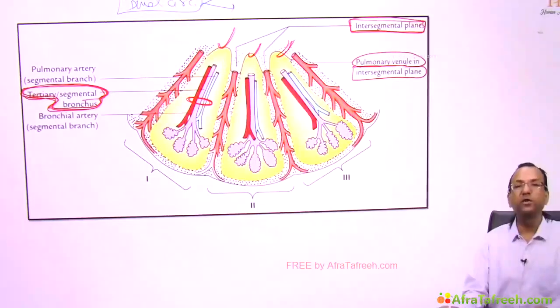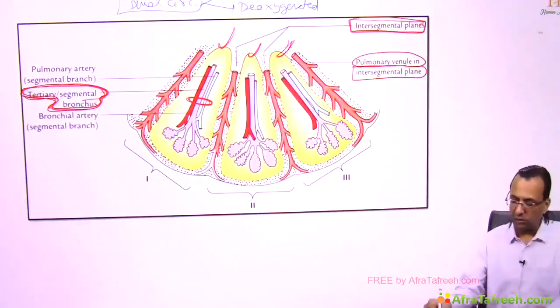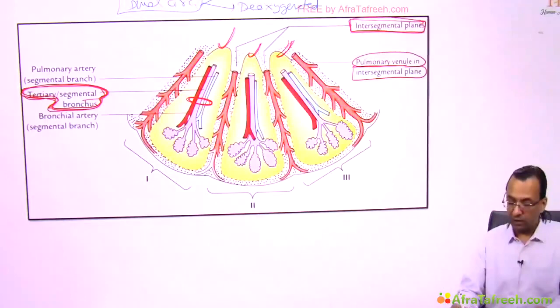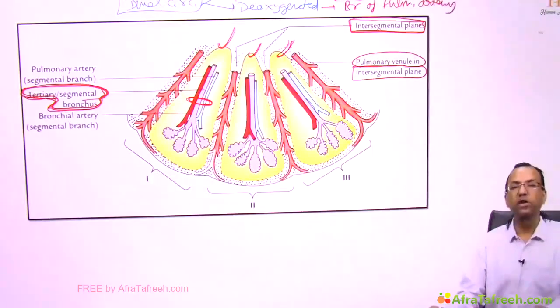And the other circulation is some deoxygenated blood coming to the lung for getting oxygenated. So who is carrying oxygenated blood to the lung? The oxygenated blood to the lung is carried by the bronchial artery. And who is carrying the deoxygenated blood to the lung? That is the branches of the pulmonary artery. So the pulmonary artery brings the deoxygenated blood.